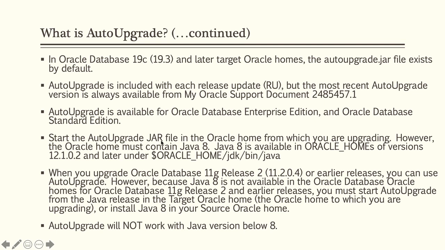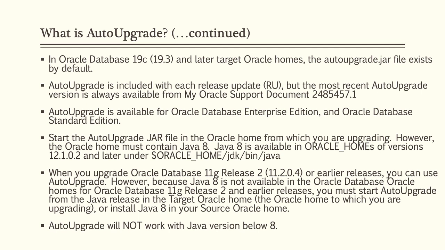Now start the autoupgrade.jar file in the Oracle home which you are upgrading. So if I am upgrading my older databases to 19C, then it is recommended that you start the auto upgrade from the 19C Oracle home. However, the Oracle home must contain Java version 8. You need not worry, especially when it comes to 19C, because the 19C Oracle home contains a JDK folder which comes with Java version 8 itself. So you need not worry, especially if you are on 19C.